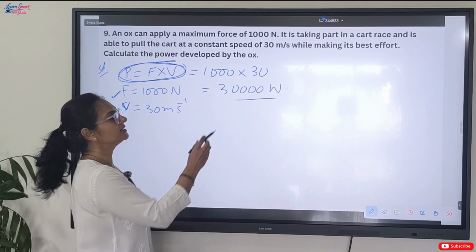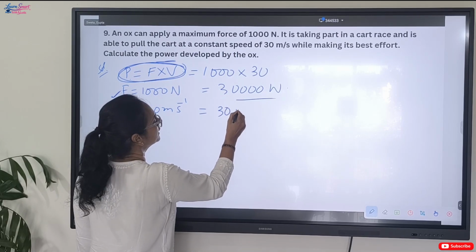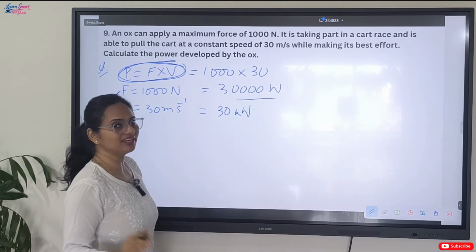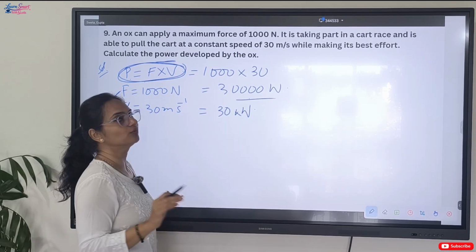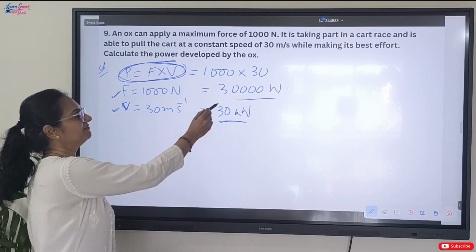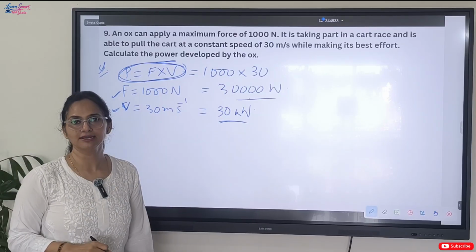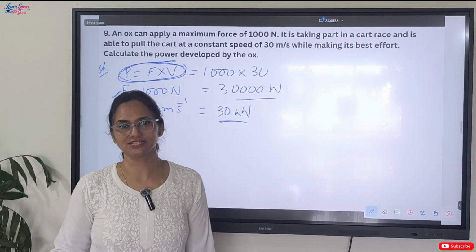We can also convert this to kilowatt by dividing it by 1000. So it will become 30 kilowatt. Even if we leave the answer here, you will get full marks. And you can also convert it to kilowatt because that is a big value. So you can convert it. Right? Let's see the next question.